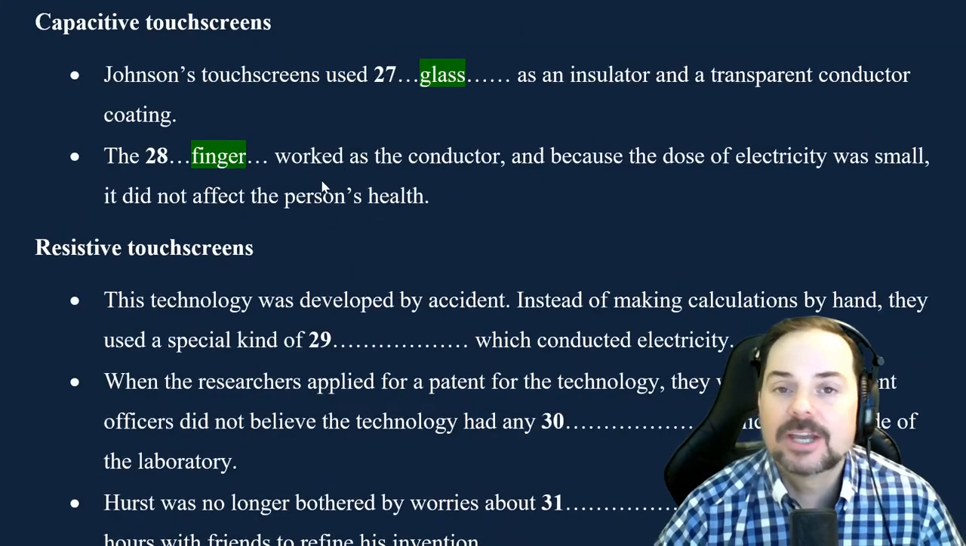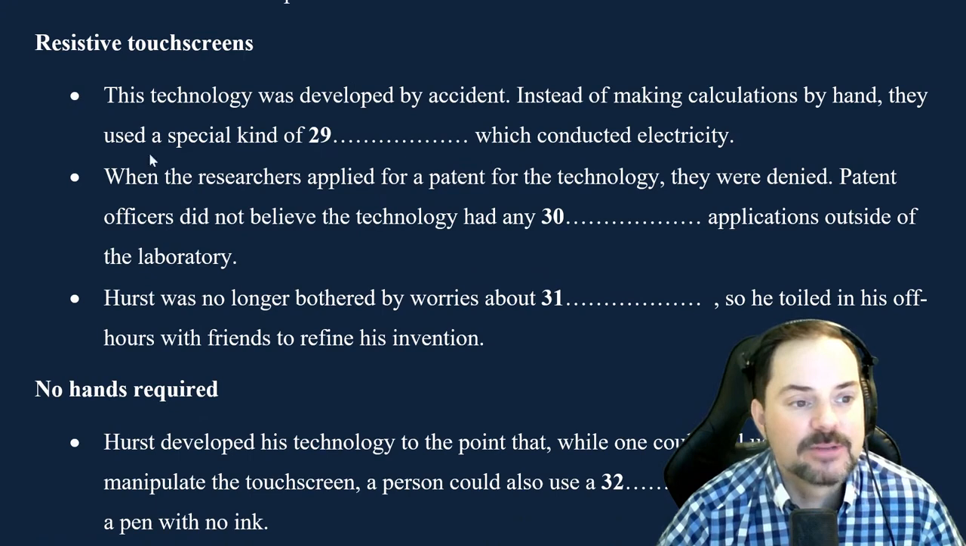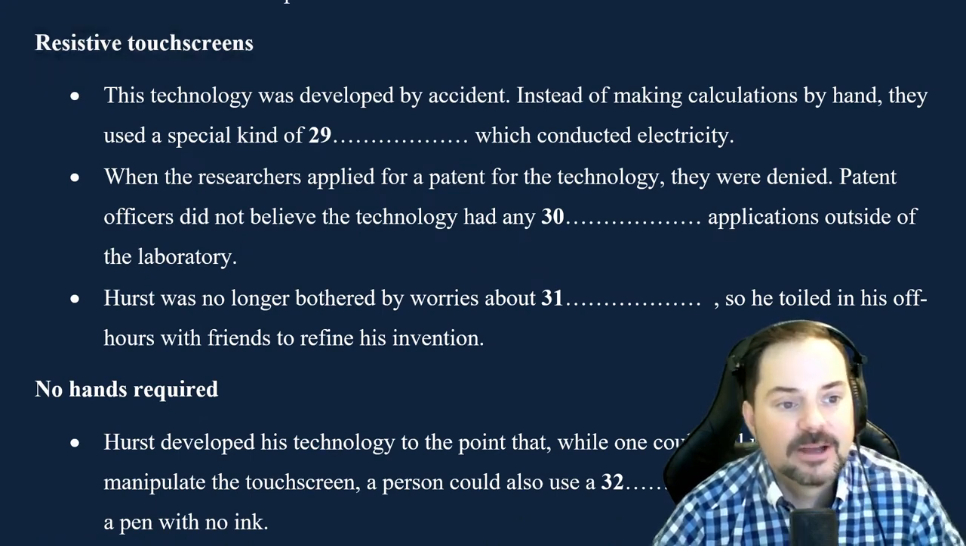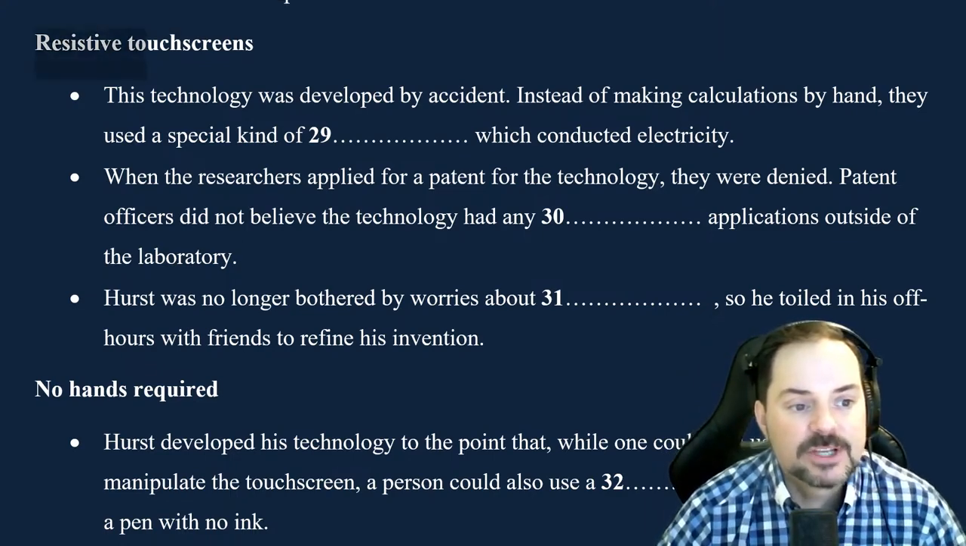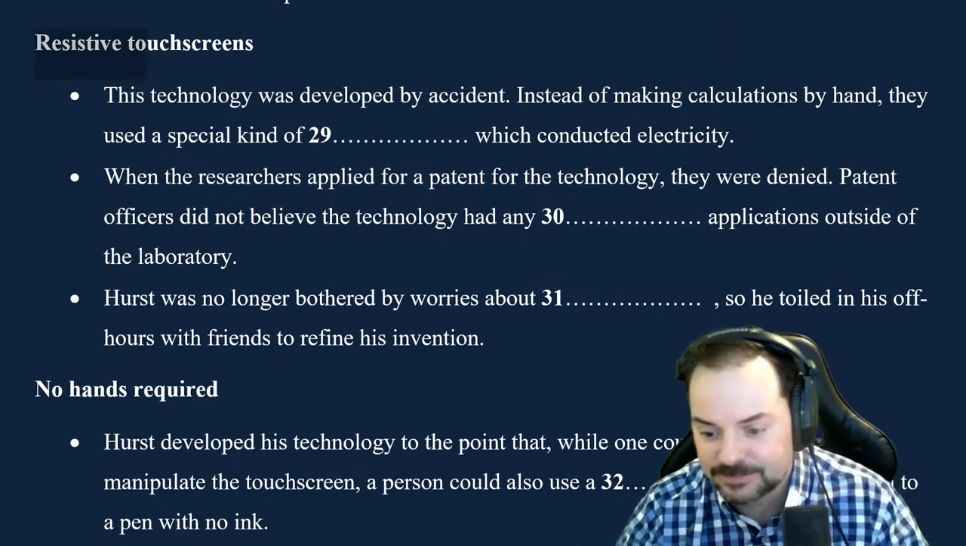Okay, Chayani, let's try to answer some of these questions. So I've got resistive touchscreens on the board. You should see it in a moment. Go ahead and read from resistive touchscreens and read the first one there.